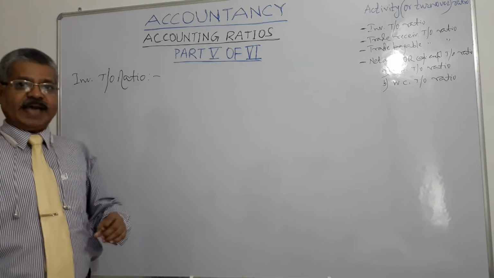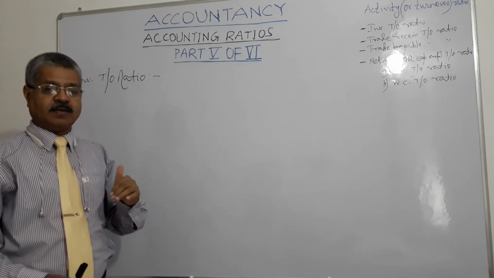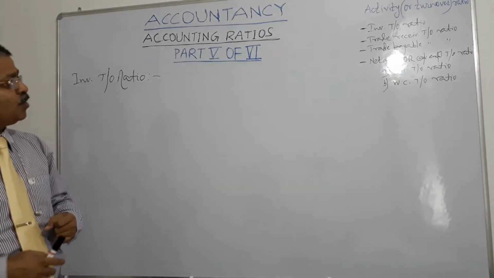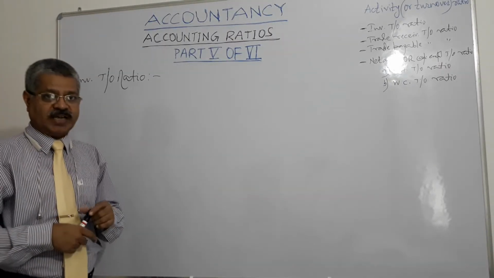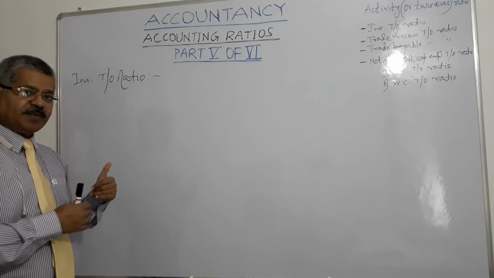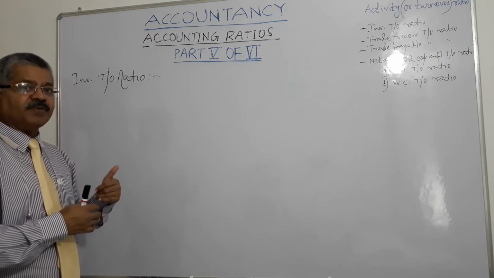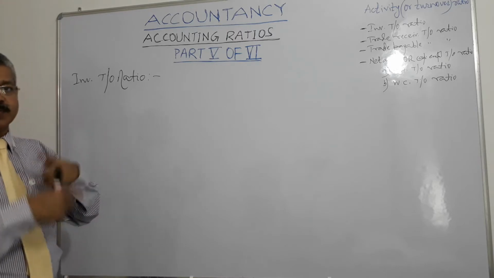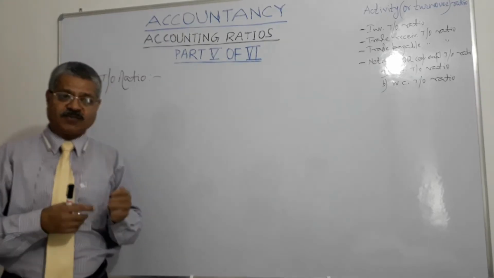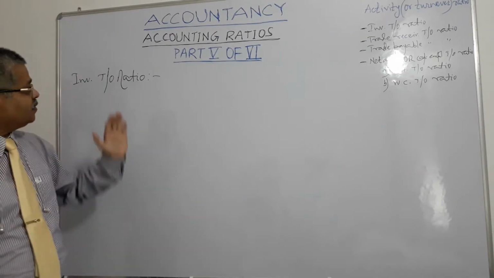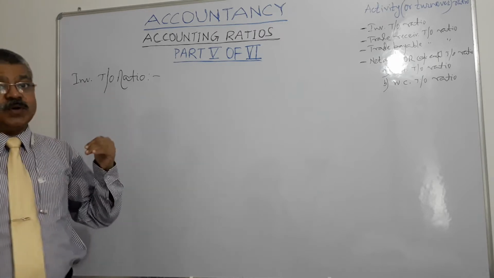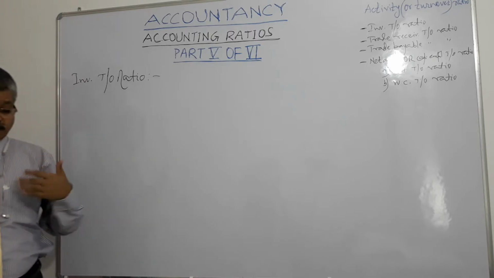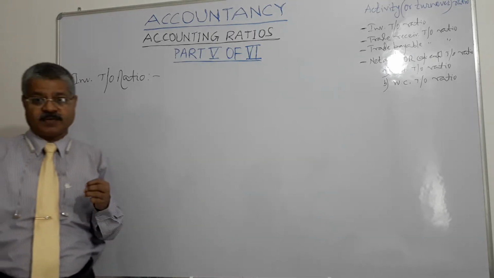Suppose inventory is lying there but it is not being turned into revenue from operations, it doesn't result in sales, then it means the turnover is very, very low. Or if it is quickly turned into revenue from operations, it is said that the inventory turnover ratio is high. Efficiency of utilization of resources is very high, right?